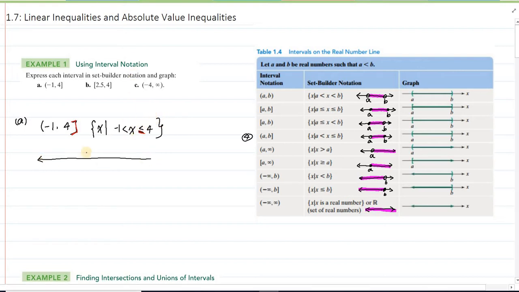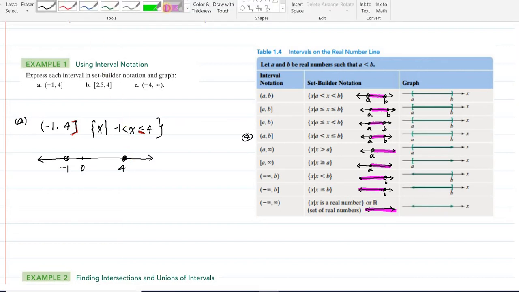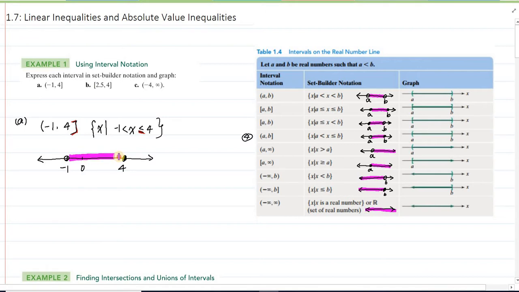In this case, we're going to label this -1 right here, and then we have a 4. Let's say this is a number line, and here we have a 0 somewhere, which we don't care too much about. For the graph, hopefully you learned this before, we're going to graph it with an open circle, and then here we have a solid circle right there. Then our solution is just going to be between. Let me use this color for the solution set.